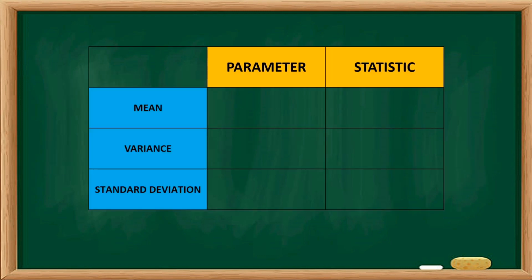In population parameters, the mean is represented by mu, the variance is represented by sigma squared, and the standard deviation is represented by sigma. In sample statistics, the mean is represented by x bar, the variance is represented by s squared, and the standard deviation is represented by s.